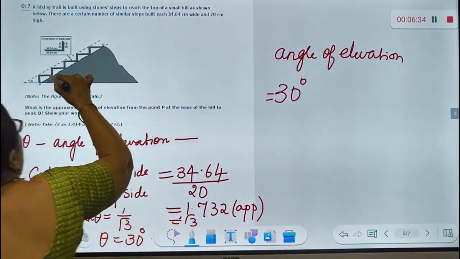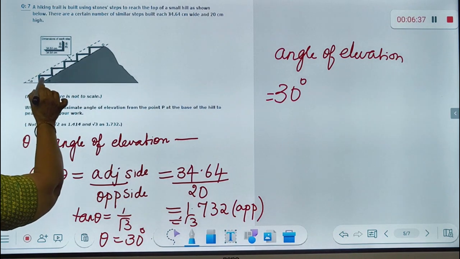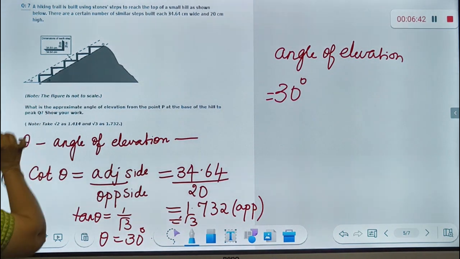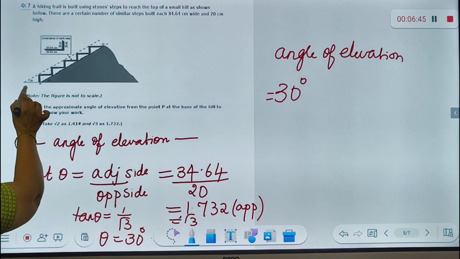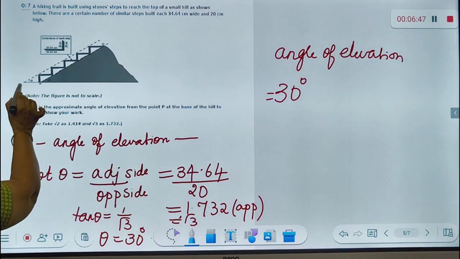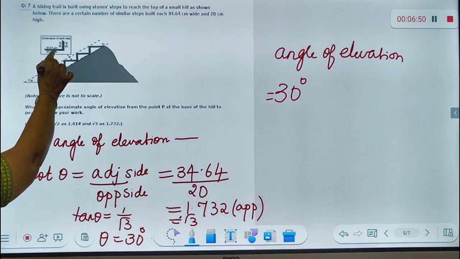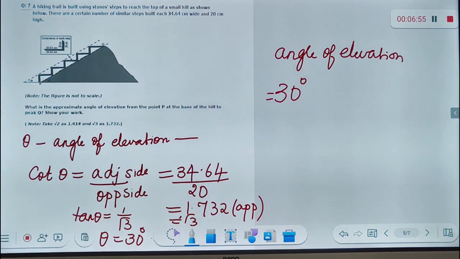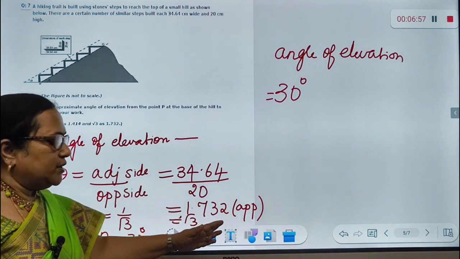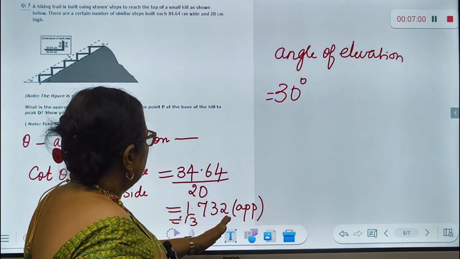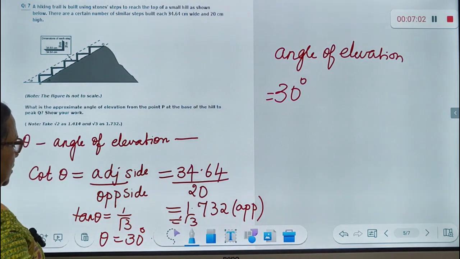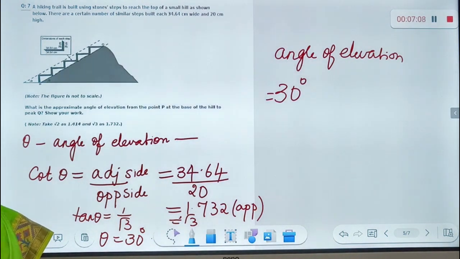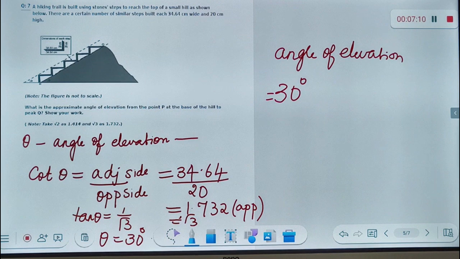Please understand, these are all similar steps. So they all have these little triangles. They are similar triangles. They have the same height and the width. So if I want to find theta, I can just take one such triangle. For such a triangle, what is cot theta? Adjacent side by opposite side, 34.64 by 20, which is 1.732 approximately, which is root 3. So tan theta is 1 by root 3. Therefore, theta equal to 30 degrees. Therefore, the angle of elevation is 30 degrees.